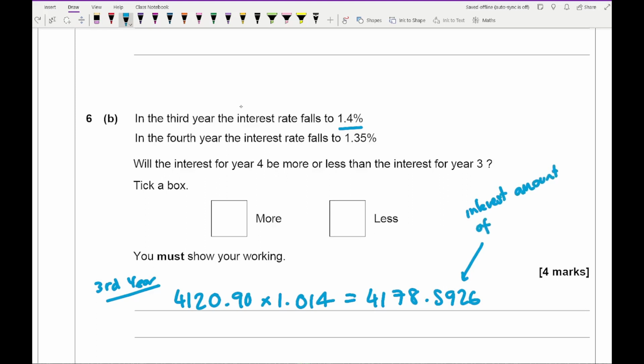And then 4178.5926 minus 4120.9 is an interest amount of £57.69.